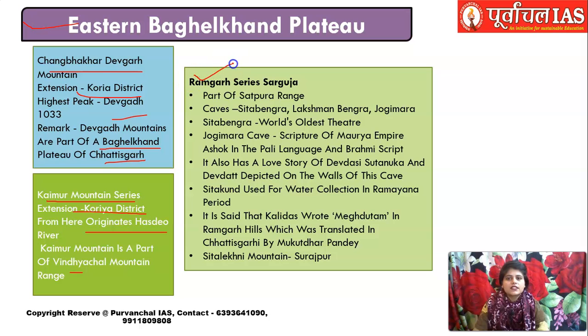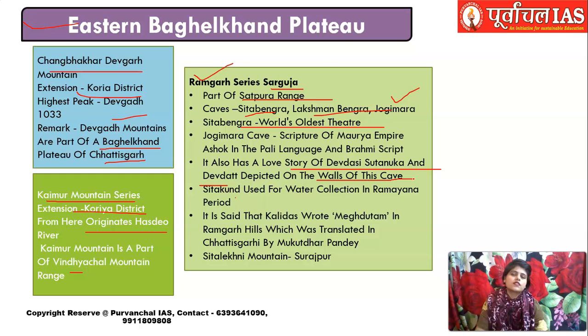This is a part of the Vindhyachal mountains. I think you know that in the Vindhyachal mountains we have the Satpura, Kaimur, etc. series. So here is the extension of the Kaimur mountain series, and here is the Hasdev basin, with the Hasdev river originating. Then you have the Ramgarh series. I already told you that Ramgarh in Sarguja is very famous. It is a part of the Satpura range. There are important caves such as Sita Bengra, Lakshman Bengra, Jogi Mara. Sita Bengra is a theatre, and in the Jogi Mara caves you have evidence of the love story of Devdasi Sutnuka and Devdutt. Devdutt was a dancer, so their love story is depicted on the wall of this cave.